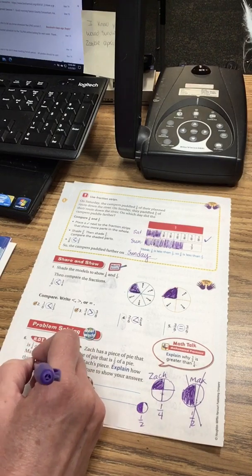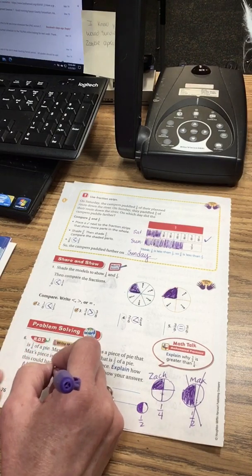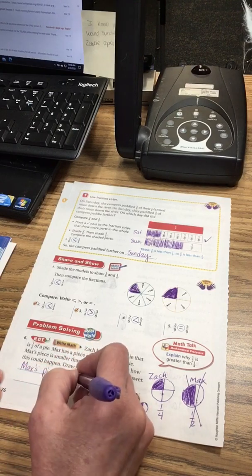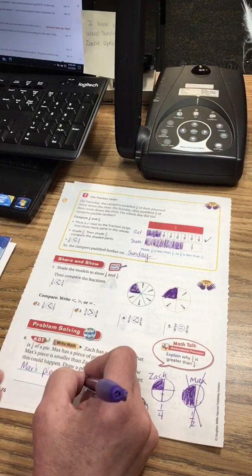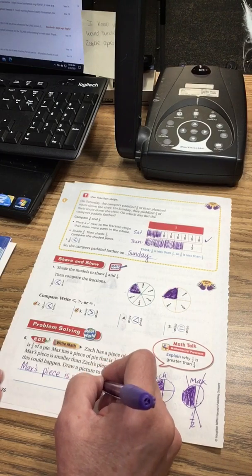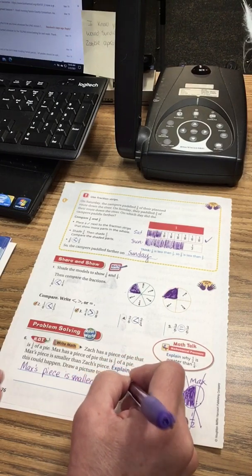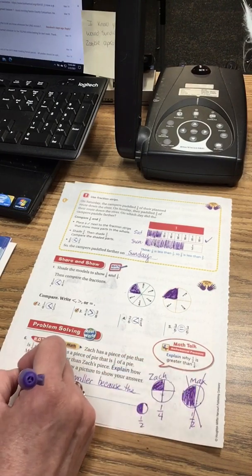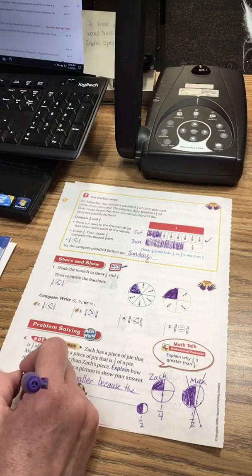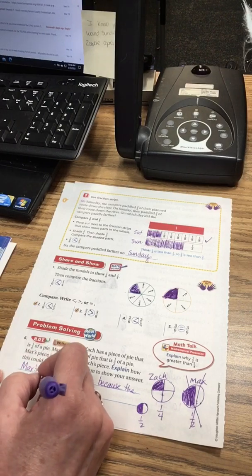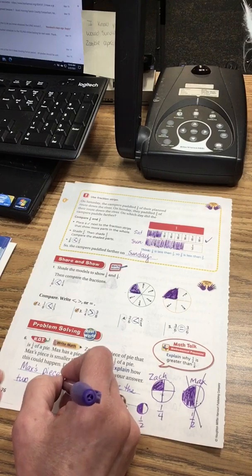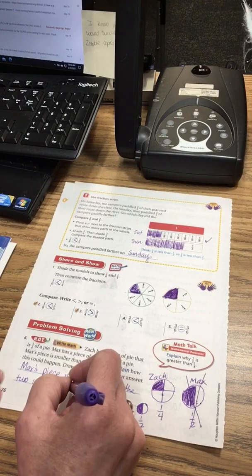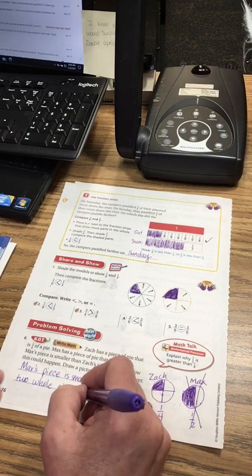So Max's piece is smaller because the 2 whole pieces or pies are different sizes.